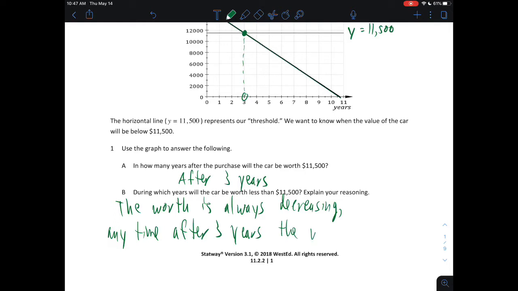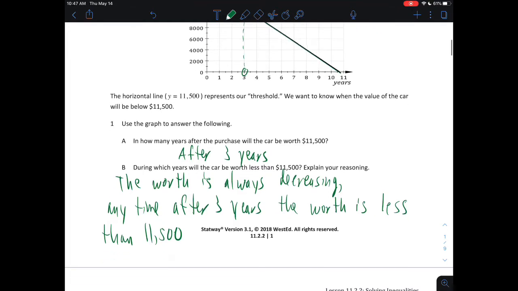So the worth is less than 11,500. So as long as our number of years is greater than 3, then the worth of the car is going to be less than 11,500. So now let's look at another example.